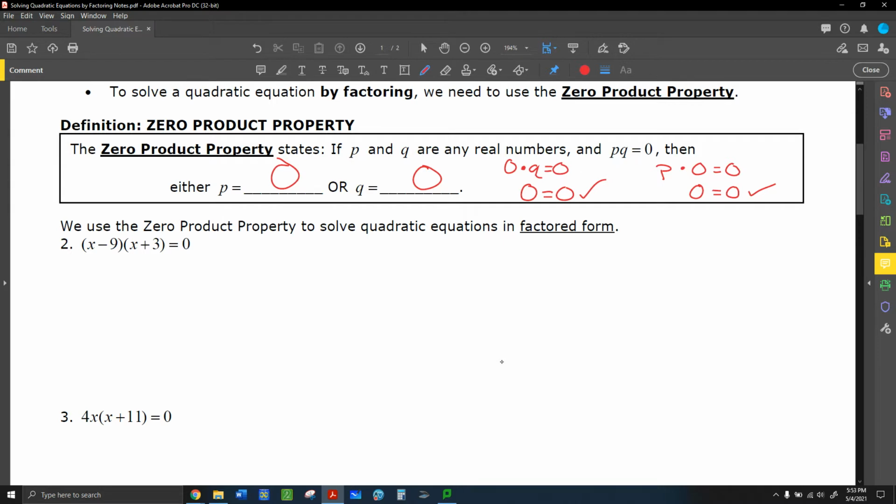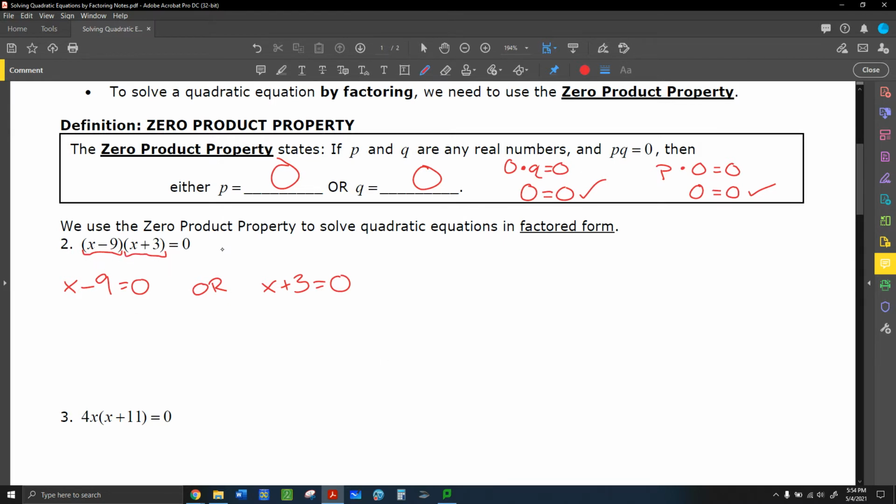Now, if you notice here, just like in the zero product property, we have something, x minus 9, times another thing, x plus 3, is equal to 0. So the zero product property states that at least one of these factors is equal to 0. So in order to solve this, what we can do is set up both equations, set each factor equal to 0. So x minus 9 equal to 0, or x plus 3, the other factor, set that equal to 0.